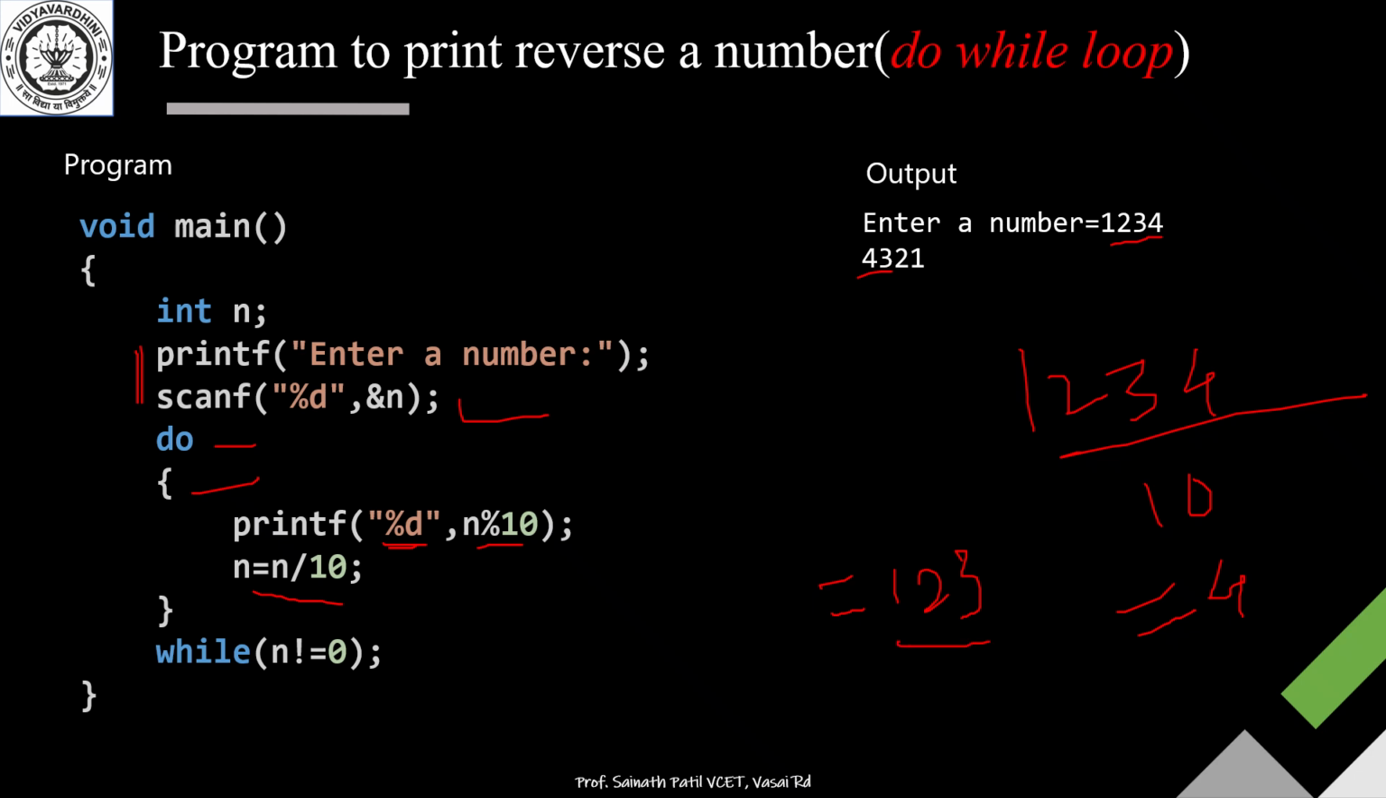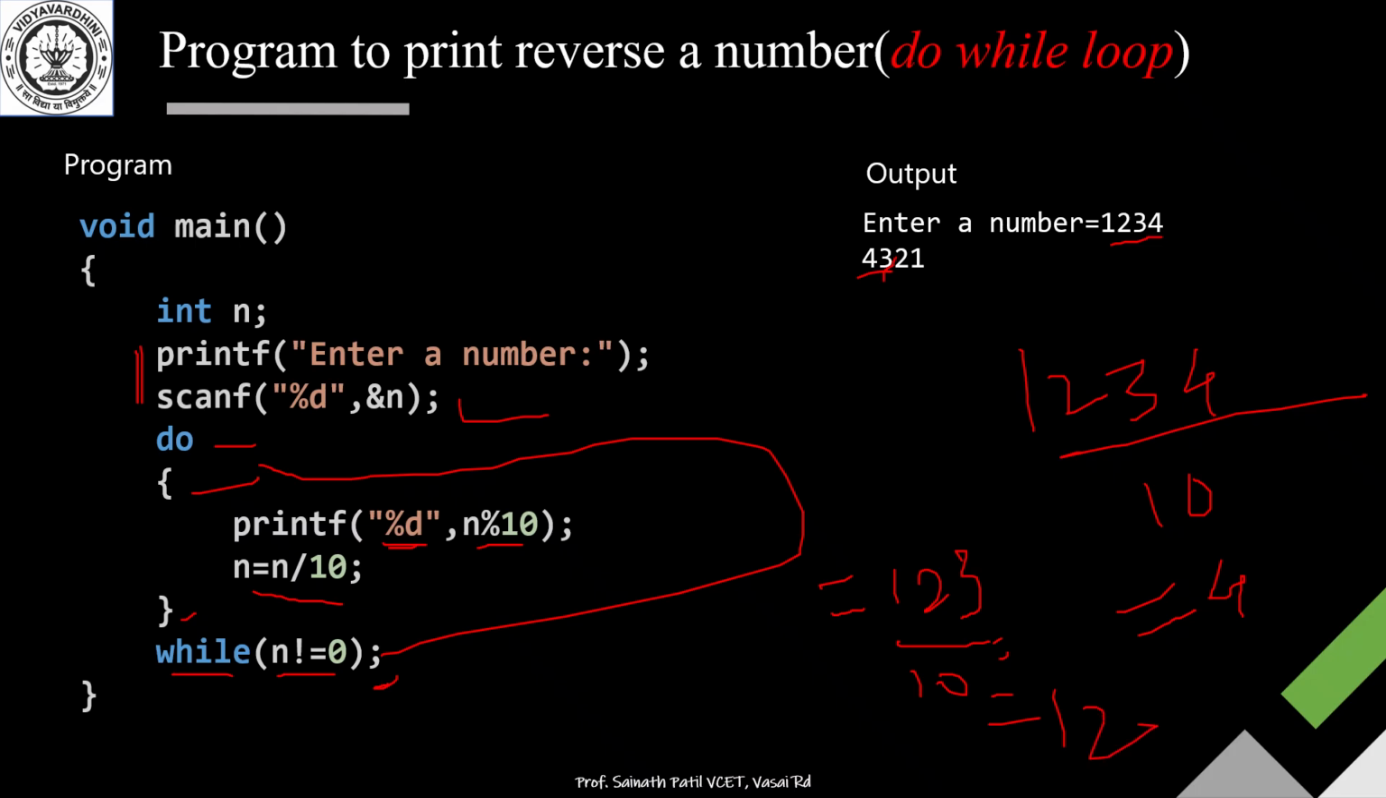Then after that, close curly bracket, then we'll check the condition, that is while n not equal to 0, semicolon. So the value of n is not equal to 0, yes. So it will go back to printf percent d n mod 10. So now 123 divided by 10, the remainder is 3. So 3 will be displayed in the output. Then n is equal to n by 10. N divided by 10 gives the new value of n, that is 12. Be careful, here it will give the remainder, and here it will give the division.